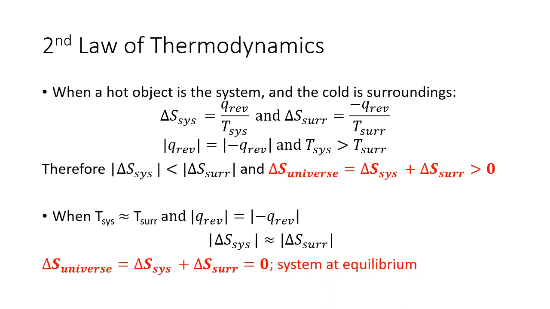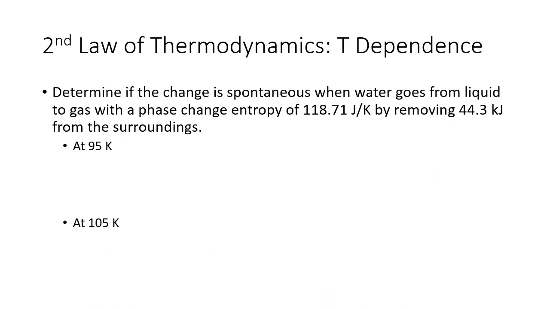And as a result, our delta S universe would be less than 0. So let's talk temperature dependence, because we know that, for example, phase changes are spontaneous at some temperatures and not spontaneous at others. So first, we're going to determine if the change is spontaneous when water goes from liquid to gas with a phase change entropy of 118.71 joules per Kelvin by removing 44.3 kilojoules from the surroundings.